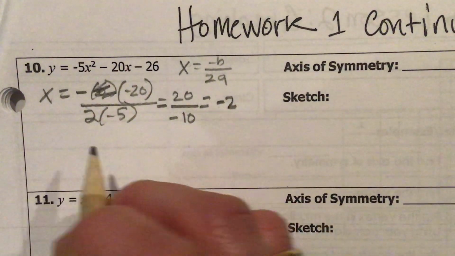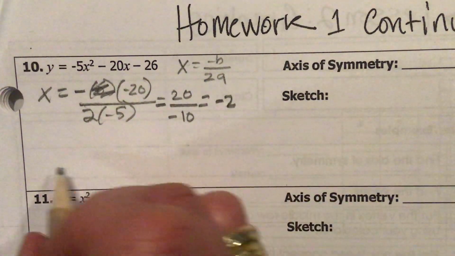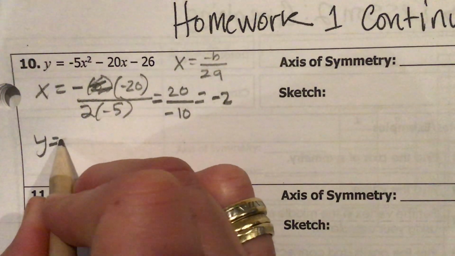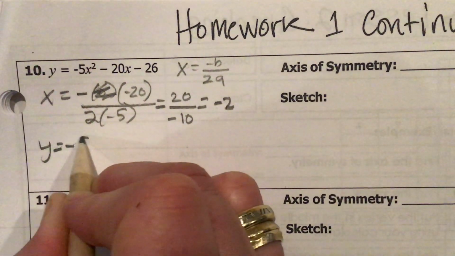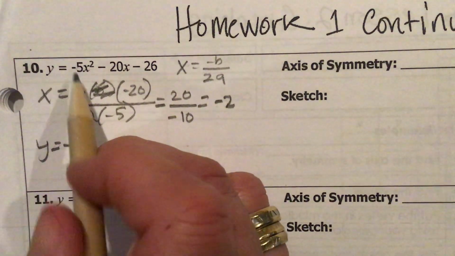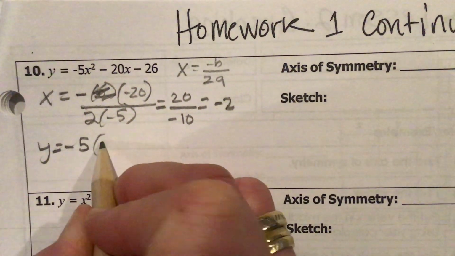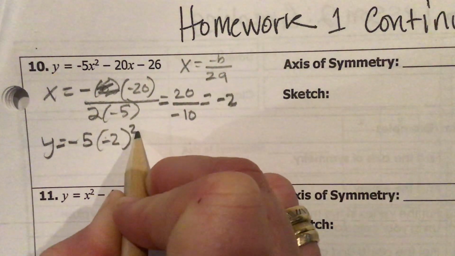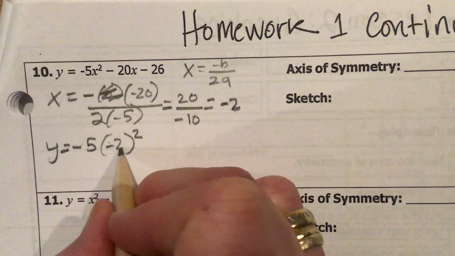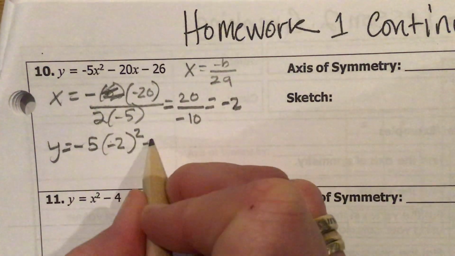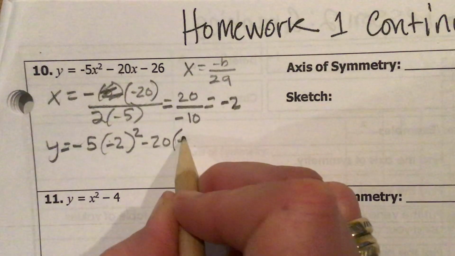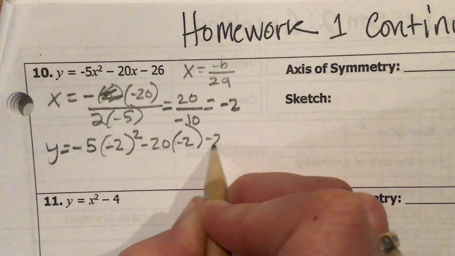And you know what I'm going to do? I'm just going to keep going for it. So if x is negative 2, let's go ahead and plug in. So now I have negative 5, which is my a value here. I have in parentheses negative 2, which I'm getting from there, squared, because I'm just plugging my x into the original equation. Minus 20 I get from there, and then again another x, which is negative 2, minus 26.